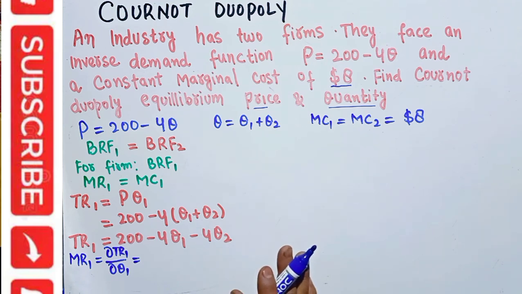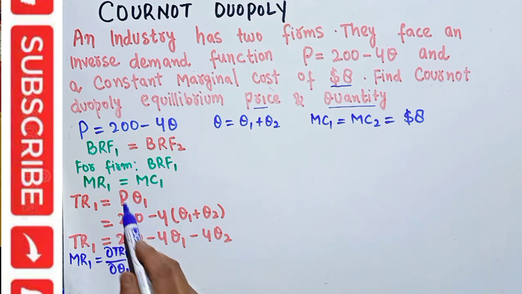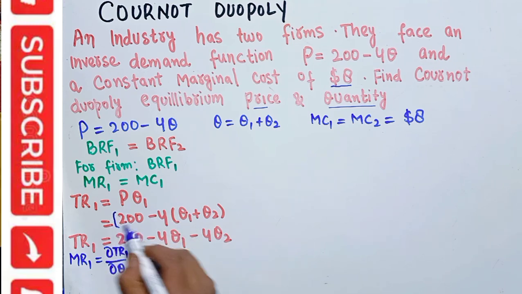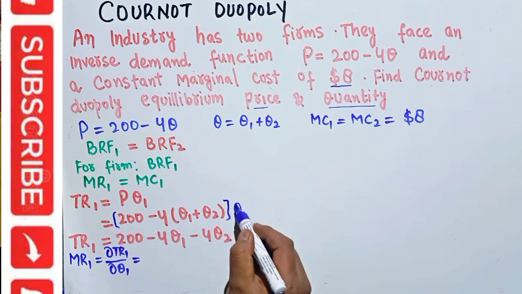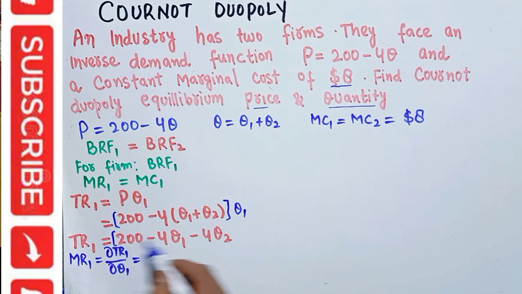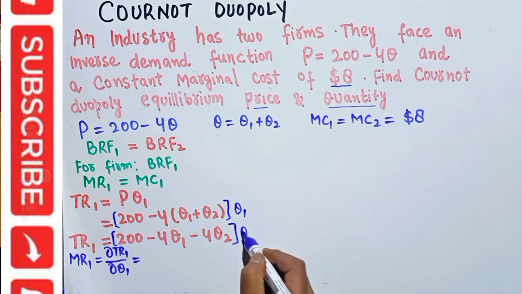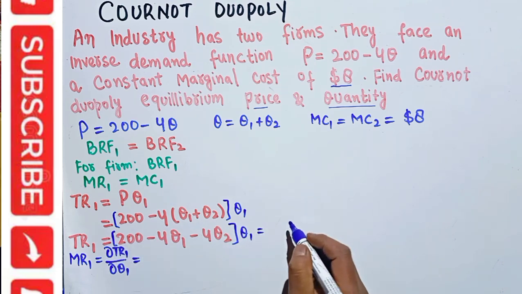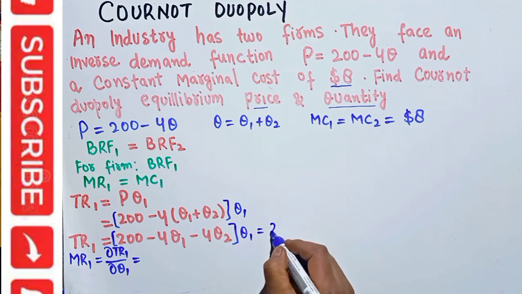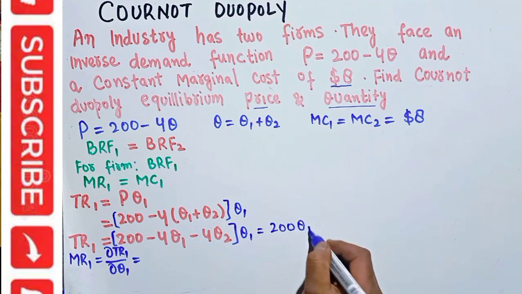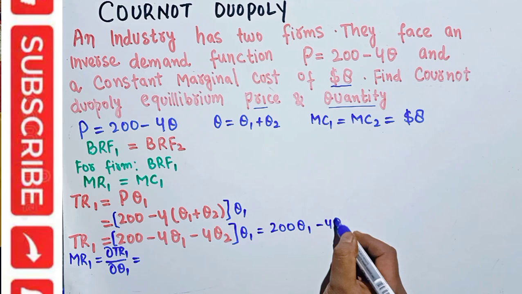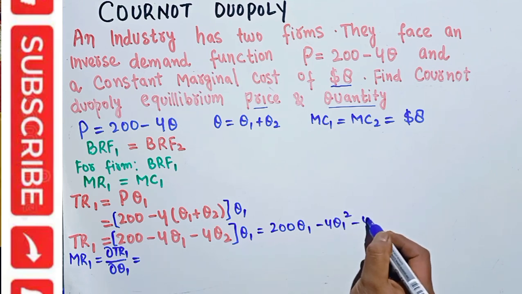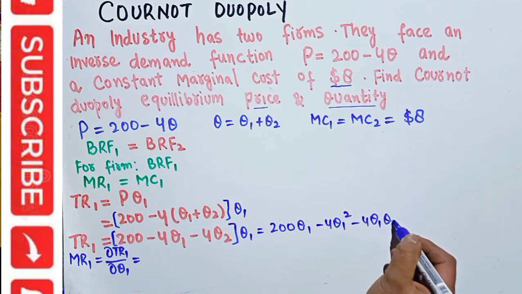Okay, let me be very specific here. So this is our P. To this we need to multiply Q1. I forgot to write Q1, and here also we need to multiply it with Q1, and then our total revenue function will be equal to 200Q1 minus 4Q1 squared minus 4Q1Q2. Okay, so this will be our total revenue function.